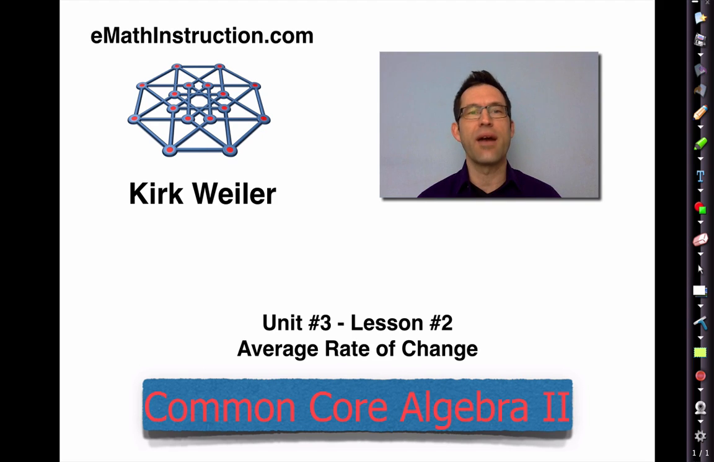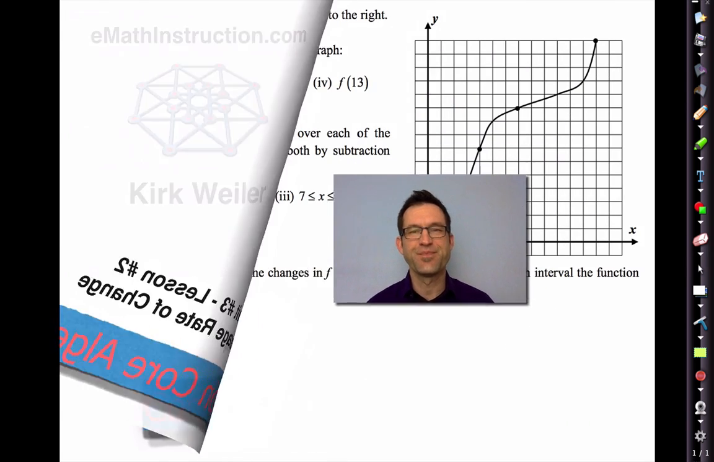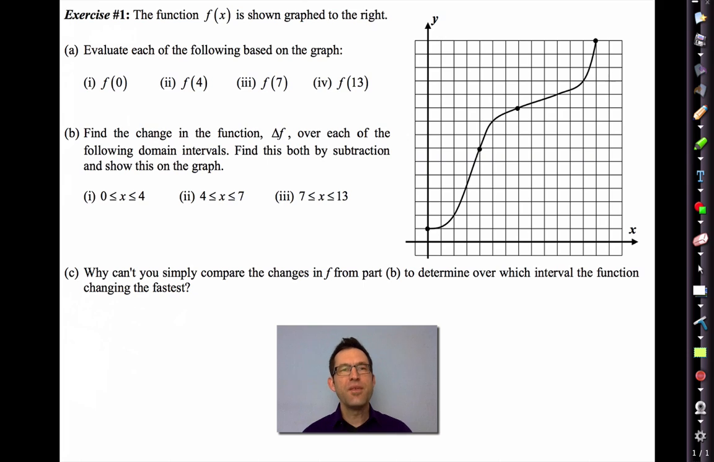We're going to review how to calculate the average rate of change and how to think about it. So let's jump right into the first exercise. In this particular exercise, we've got the function f of x shown graphed to the right. Letter A is simple enough. It says evaluate each of the following based on the graph. So take a moment, pause the video, and figure out f of 0, f of 4, etc.